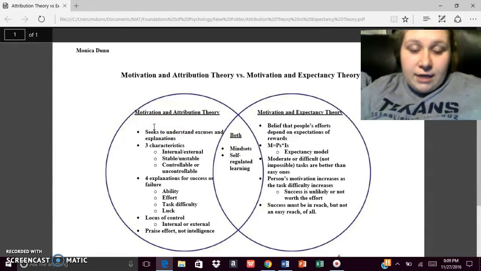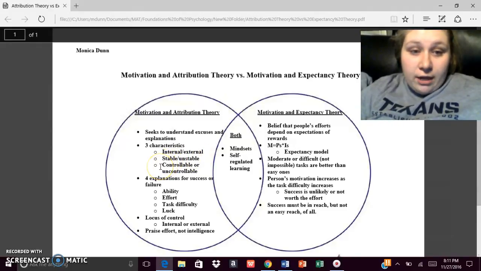First of all, the motivation and attribution theory seeks to understand the excuses and the explanations that students give on why they failed or succeeded. Now, all of these excuses or explanations usually have at least three characteristics in common. The first one is it's either an internal or external excuse, such as if it's internal, I studied really hard on this test. That is why I passed. If it's external, oh, the test was easy. That's why I passed. Now, for stable and unstable, I'm going to talk about those in just a second.